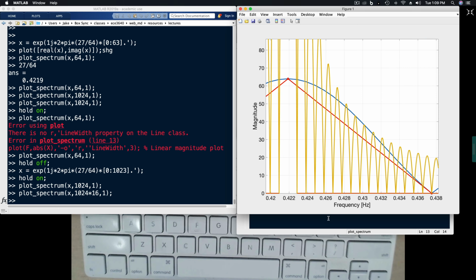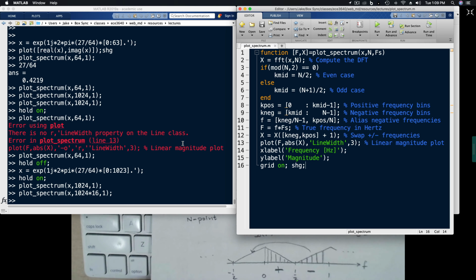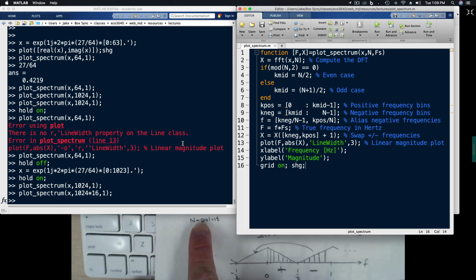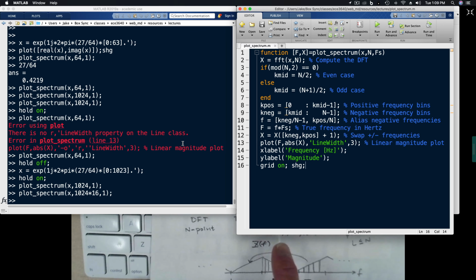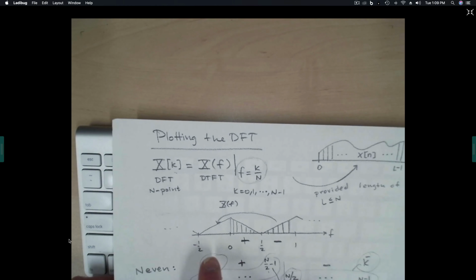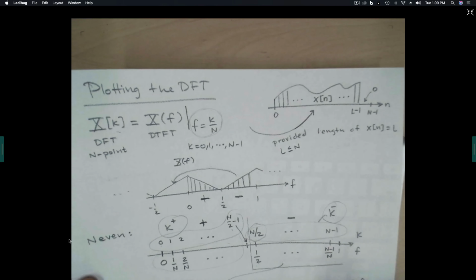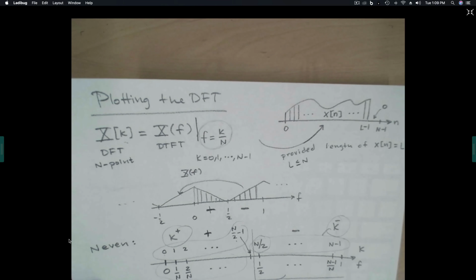All right, so I think that's all I wanted to say at this point about plotting the DFT. Remember, all of this stems from the fact that we have this relationship between the DFT and the DTFT. We have this relation between the two transforms, and that's what we've exploited here, along with the idea of aliasing, to make properly scaled frequency transforms.